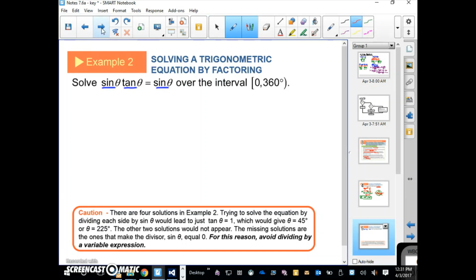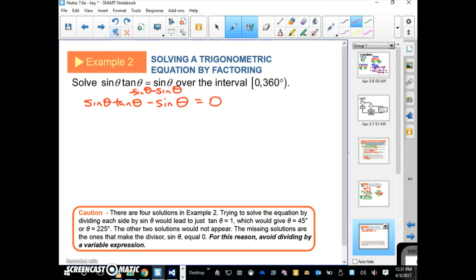So you might notice that sine theta is going to be a common factor. Okay? There's going to be a common factor. And what we do when we try to factor, we always want to try and produce a zero. So I'm going to subtract sine theta over. I would have sine theta tangent theta minus sine theta equals 0. In order to solve by factoring, we need that equals 0. And that's what I've got.